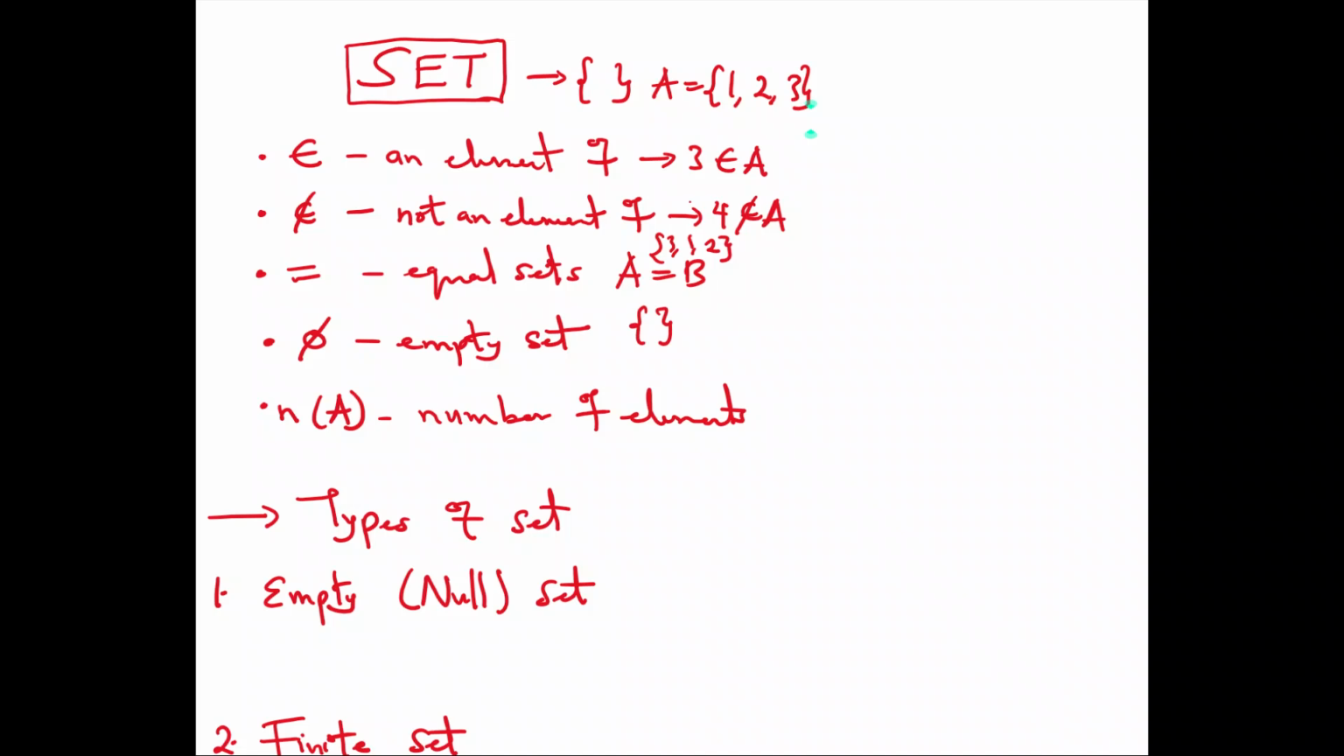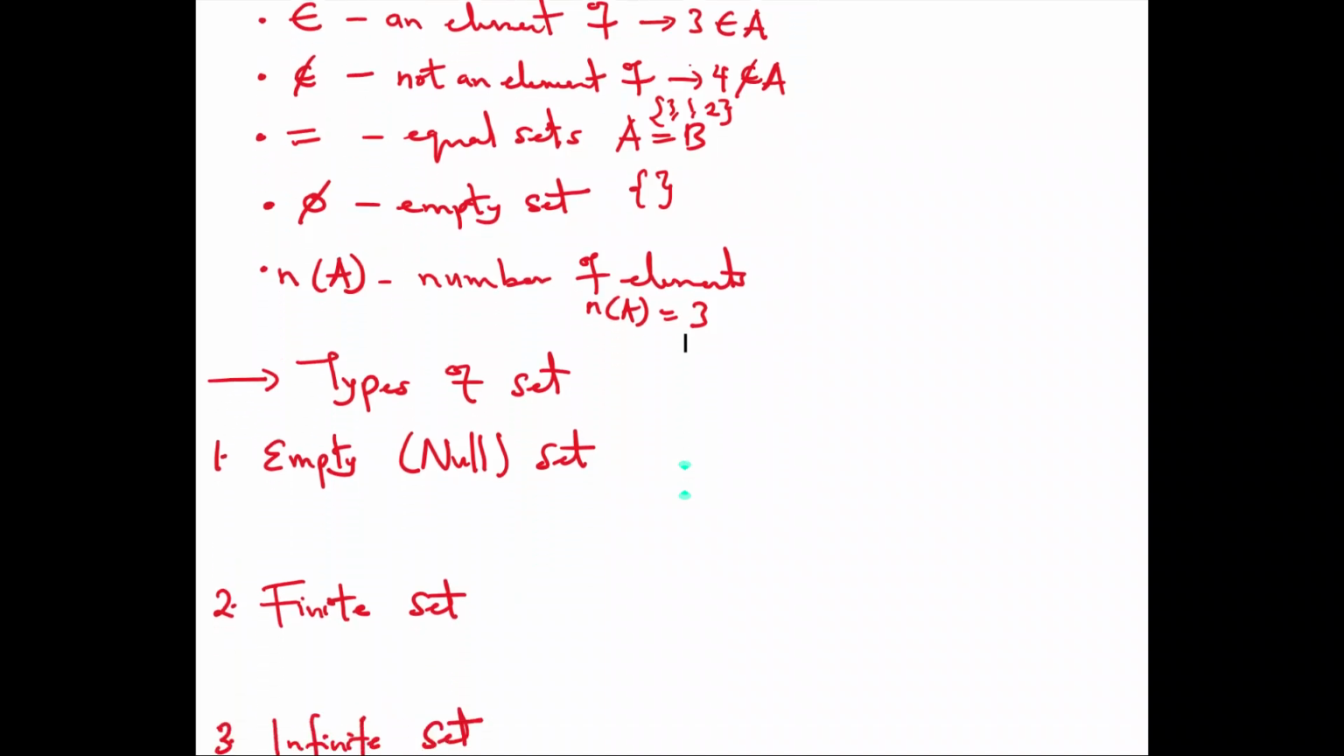Now the empty set. This is the symbol for an empty set, a set that contains no element. And n(A) is the number of elements. We have 3 elements here, 1, 2, and 3, so n(A) equals 3. If we add 7, then that will be 4 elements for A. So that's it for that.